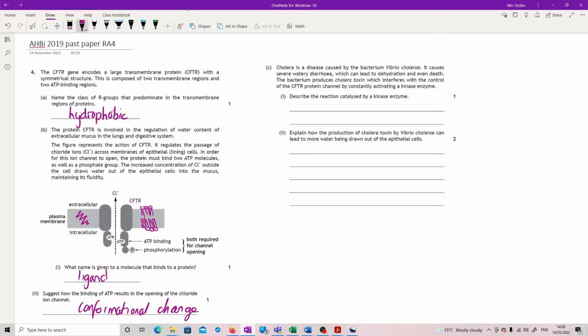So again, this is a straight knowledge recall. Okay, kinases transfer or add on a phosphate group, okay, which is also phosphorylation, or add a phosphate. Remember, your phosphatase is the one that takes it off.